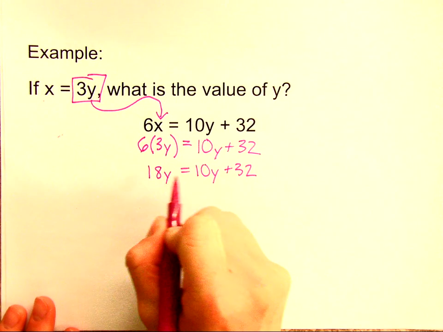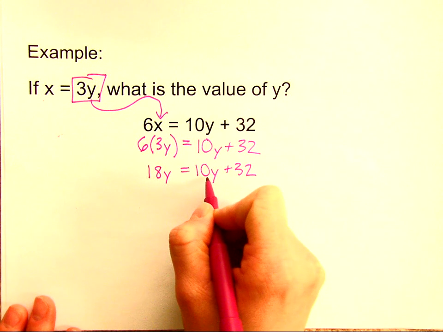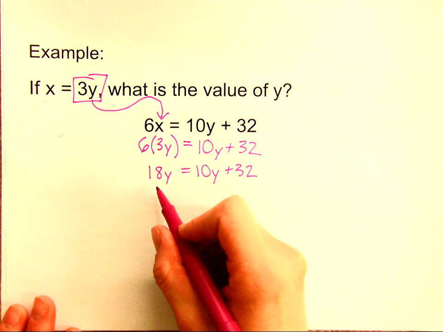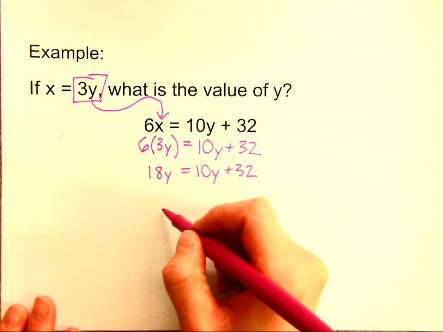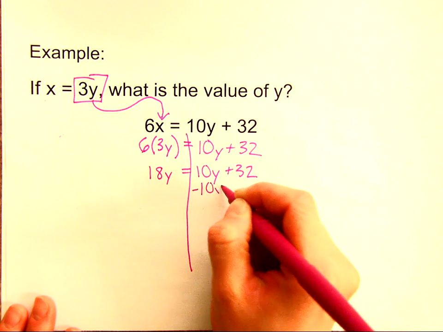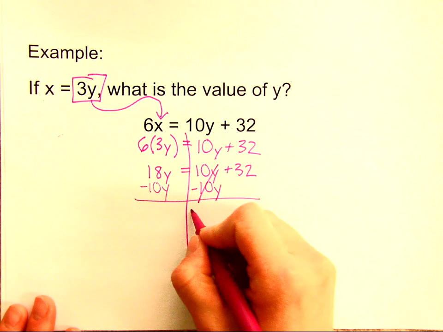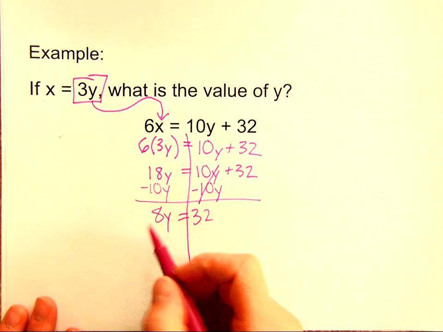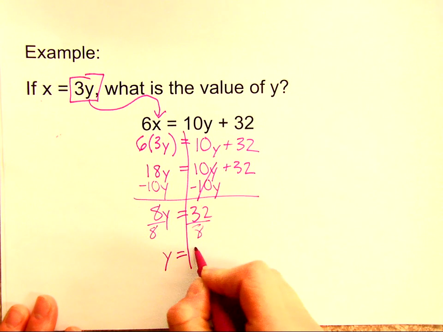So now I've got variables on opposite sides. So we're going to want to cancel this 10y out so that all of my y's are on the other side. We wouldn't want to cancel out this 18y because then we would be left with nothing else on this side of my equal sign. Okay, so we're going to subtract the 10y. Gives me 32 is equal to 8y. Now we just have to divide by 8. Y is equal to 4.